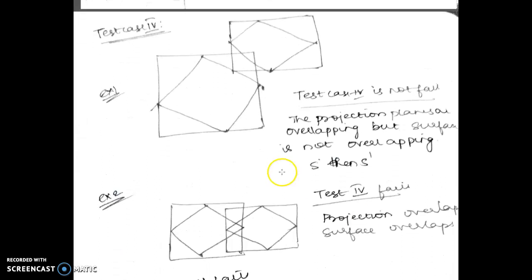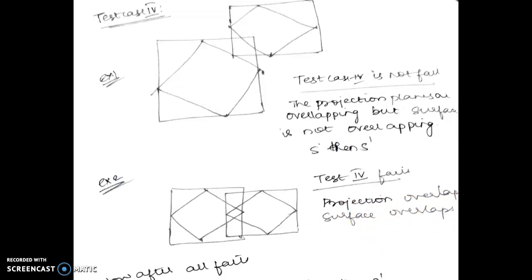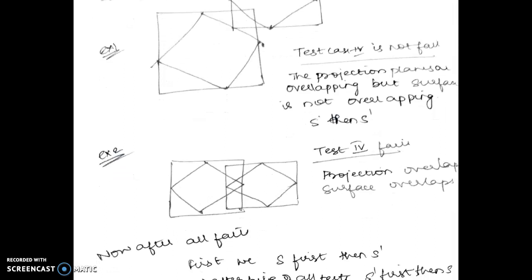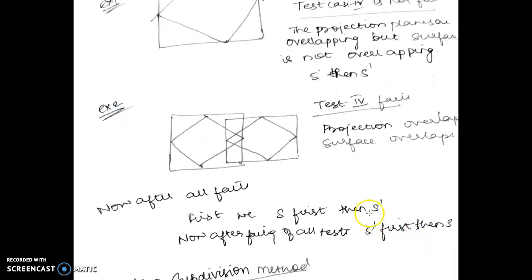For this fourth test, we have two examples. This is one figure. This is the next figure. In this we can see test 4 is not failing if the projection plane is not overlapping with the surface. That is, the projection plane is not overlapping, but the surface plane is overlapping. In the other figure, we see that both the projections overlap and both the surfaces also overlap. So when test 4 fails, we first consider that S is in front of S dash. If all these tests fail, we will consider that S dash will be in front of S.